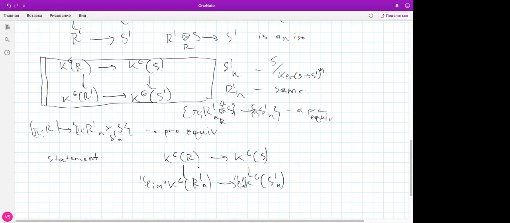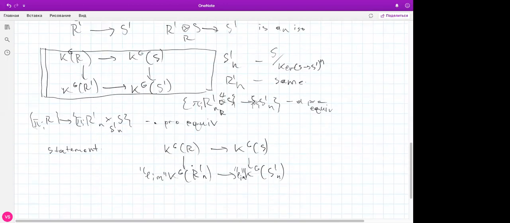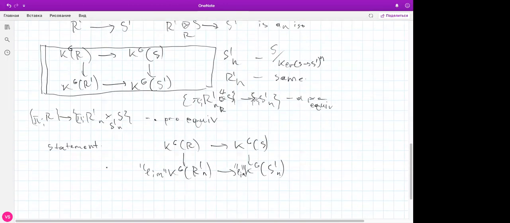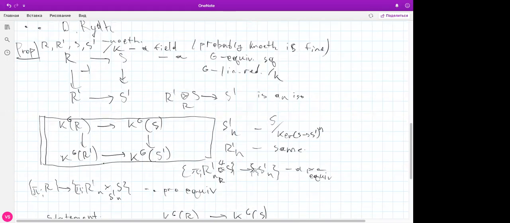You want this to be a pullback square. I have a feeling that I messed something up because I usually write it in the other direction, in a different orientation, but I hope I didn't mess anything up. Anyway, we're actually going to prove this kind of statement in a more general situation where I allow this to be Noetherian E1 rings.